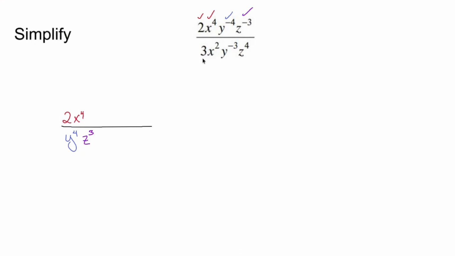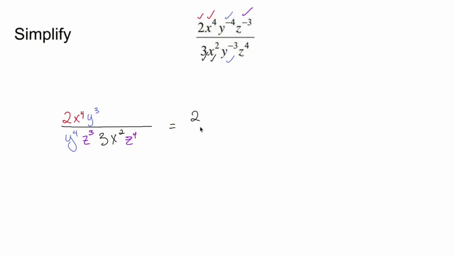Now let's go down here. 3 stays. X squared stays. Y to the negative third is going to move to the numerator and become y to the positive third. Z to the fourth is going to also move. Oh no, z to the fourth is going to stay. Oh, silly me. So let's regroup things where things are kind of aligned nicely.